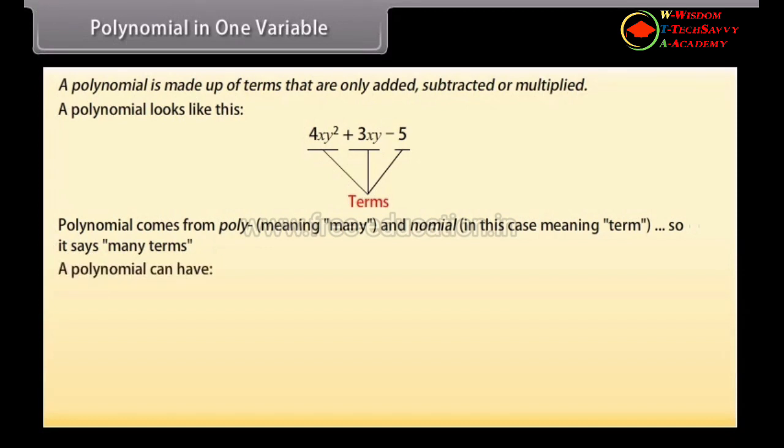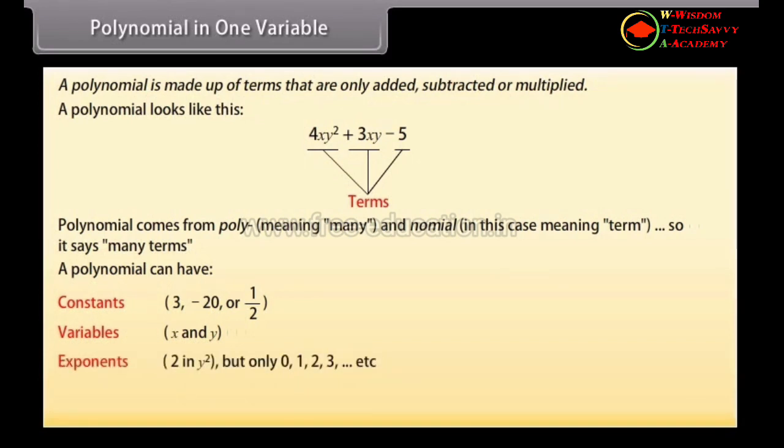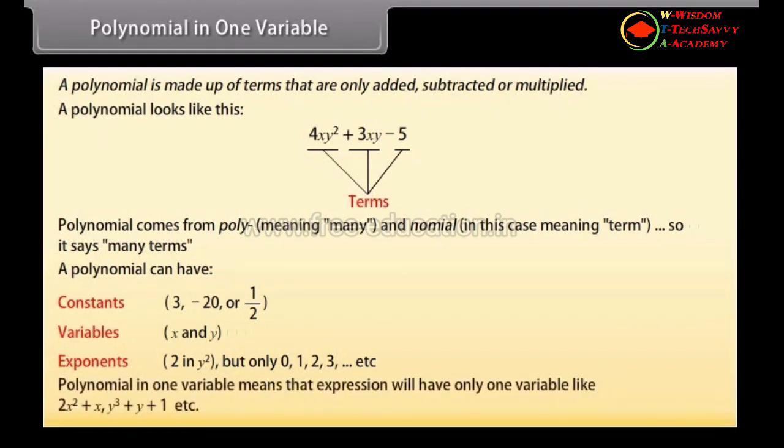A polynomial can have constants like 3, minus 20, or 1 upon 2, variables like x and y, and exponents like the 2 in y square, but only 0, 1, 2, 3, and so on. Polynomial in one variable means that the expression will have only one variable, like 2x squared plus xy cubed plus y plus 1, etc.